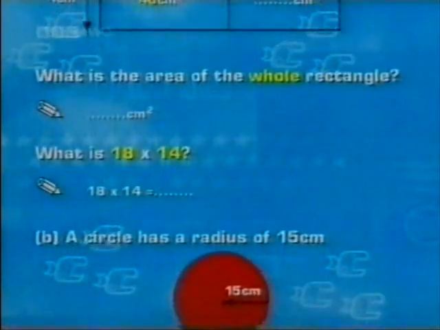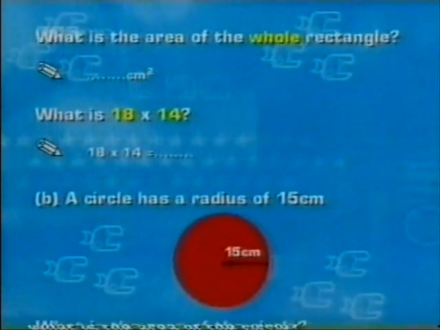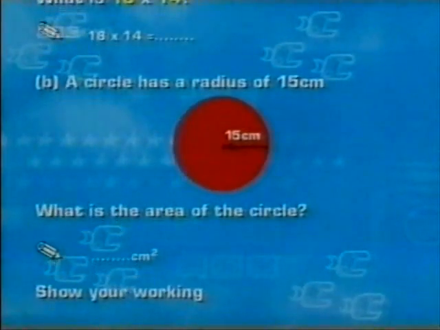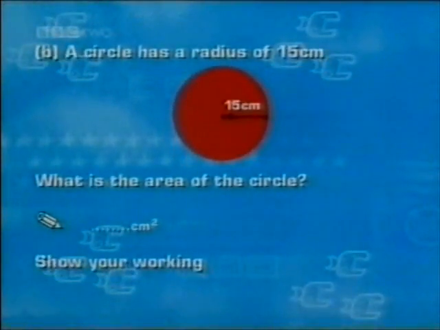Part B. A circle has a radius of 15 centimeters. What is the area of the circle? You have to write your answer in centimeters squared. Show your working.